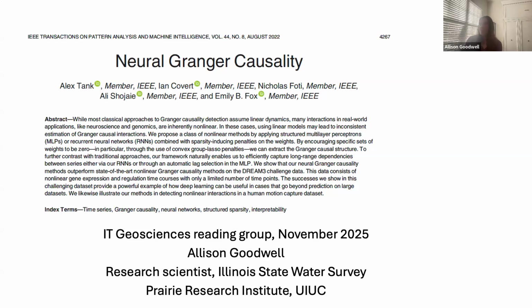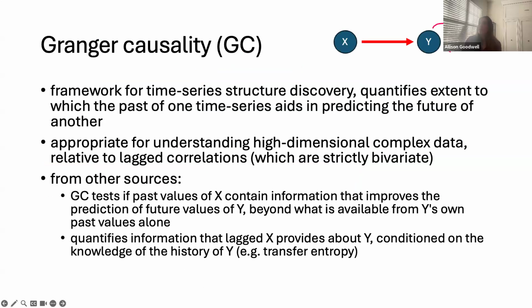So Granger causality, the paper poses it as a framework for time series structure discovery. So basically the goal is to quantify the extent to which the past of one time series variable aids in predicting the future of another time series, assuming that we have time series data here. So that's what I'm showing by this X and Y variable here with this arrow.